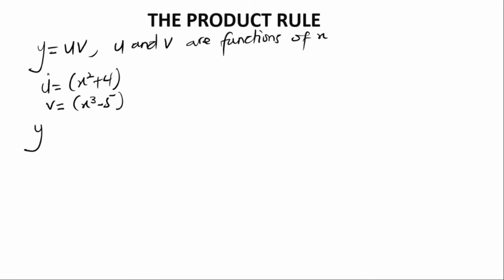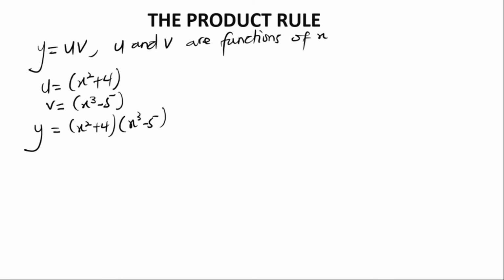Okay, so it means our function y becomes what? A function of the form what? x squared plus 4, and then what? x cubed minus 5. Okay, if we look at this function over here, we can see that we have a function multiplying another function. So we have two functions multiplying each other.